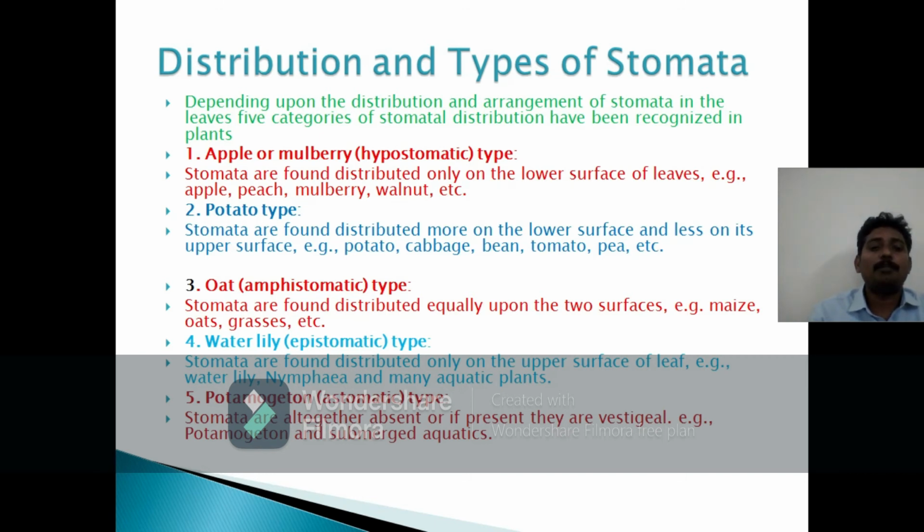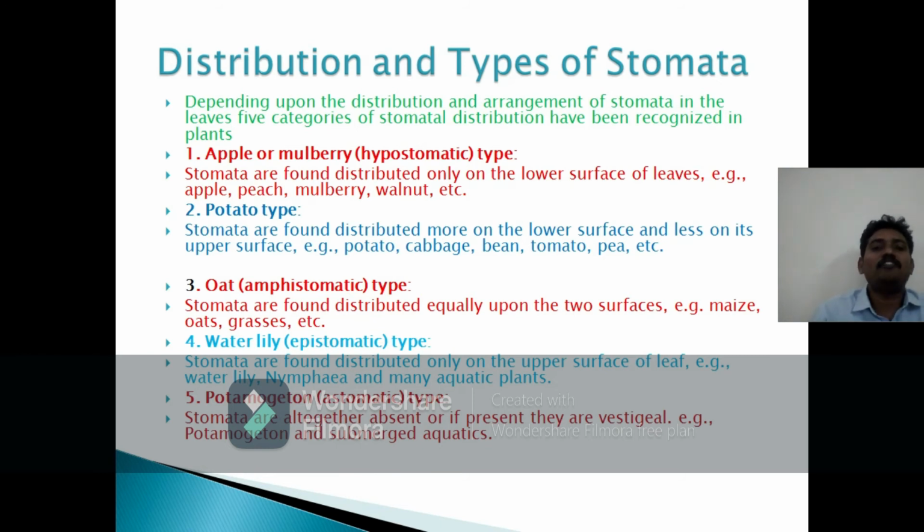For example, water lily, Nymphaea, many aquatic plants have stomata only on the upper surface of the leaf. So this is the water lily type of stomata, or epistomatic type. The next one is potamogeton or astomatic type. Here stomata are altogether absent, or if present they are vestigial. Example, Potamogeton and submerged aquatics.